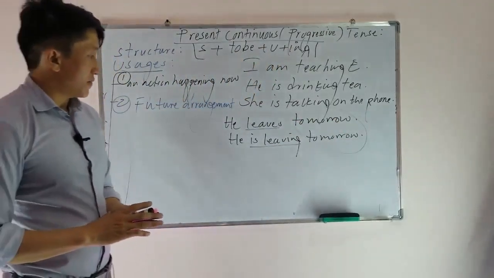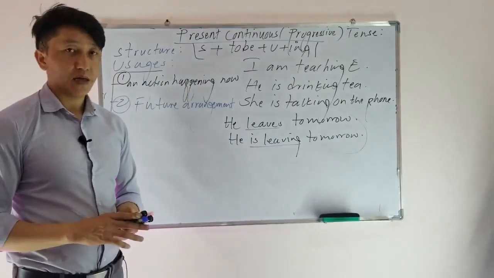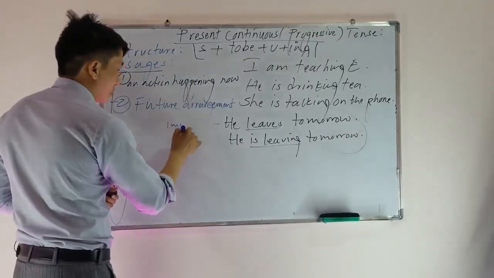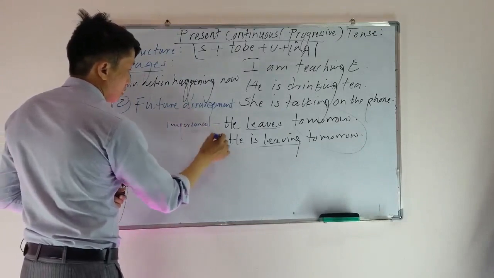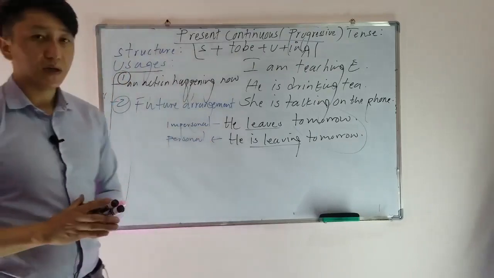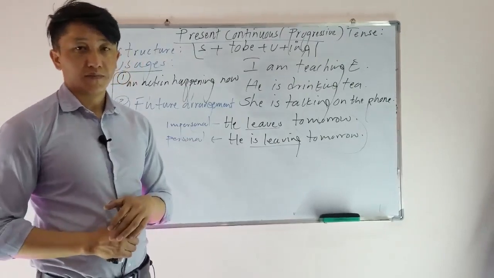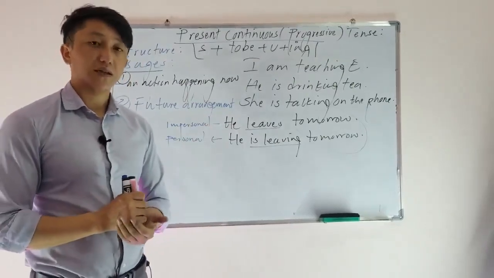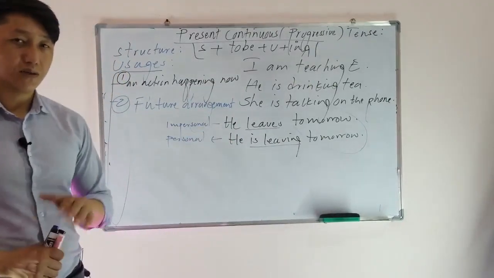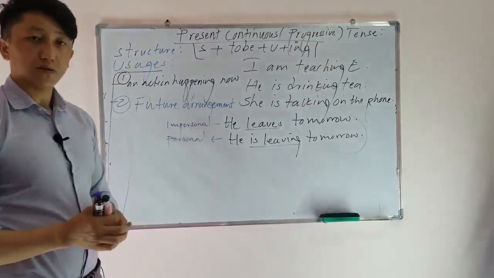Now what is the difference? If I say he leaves tomorrow, simple present tense is more formal, and also more impersonal, but this is a kind of personal. Look, if I say he leaves tomorrow, it means it's impersonal. It means it's a part of a plan. We made a plan, and then the plan is that he leaves tomorrow. But if I say he is leaving tomorrow, now it's a kind of personal. He makes the decision for himself, so he decides and he leaves tomorrow. So that's the difference.